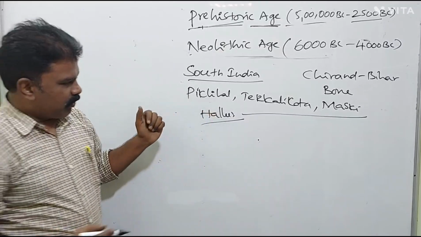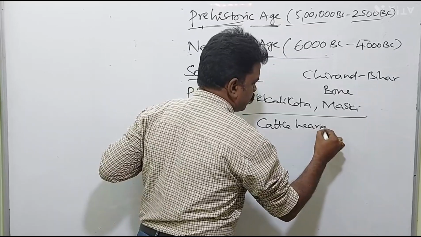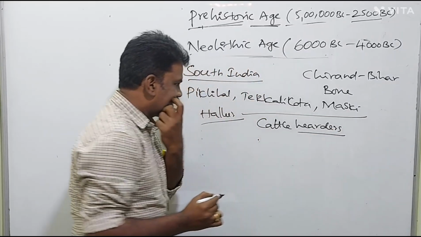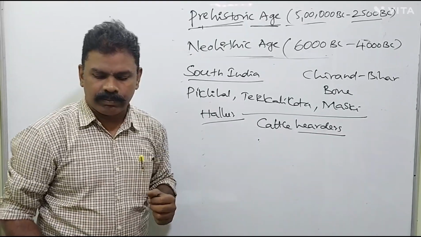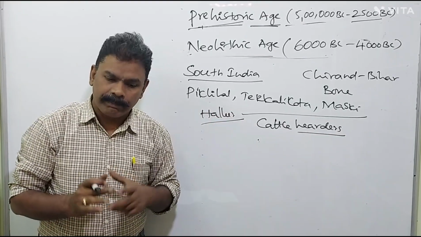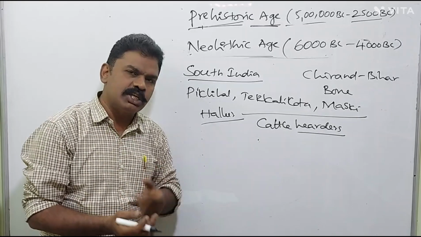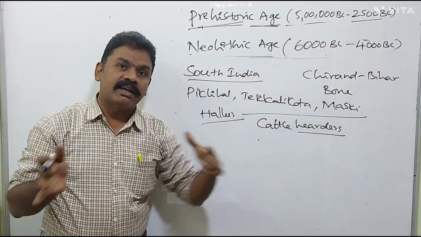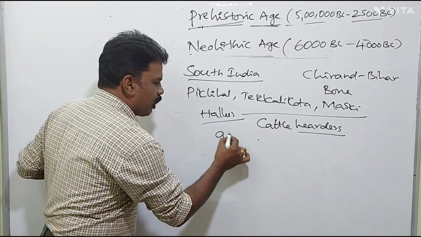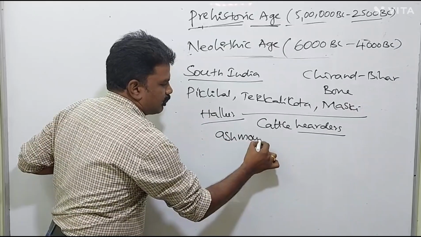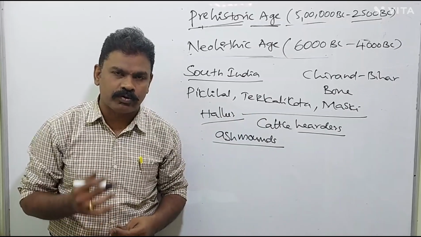These people were the cattle herders of this period. They started cattle rearing and fencing of the cattle, and after moving them from one place to another, they used to set fire to the cattle dung. Because of that, ash mounds were formed. This is the peculiar feature of the South Indian sites.